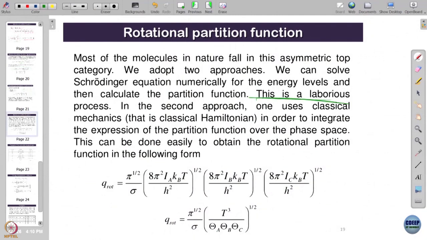This is very, very difficult, and a laborious process. But we can obtain the classical limit, the high temperature limit. As I said, the quantum partition function goes over to the classical one at high temperature. That means I can start the partition function from the classical Hamiltonian or from the quantum Hamiltonian, and then show that at high temperature the quantum goes over to classical. That is very nice and has to be, because there is no surprise there at all.